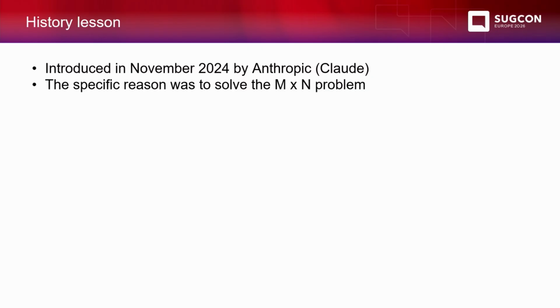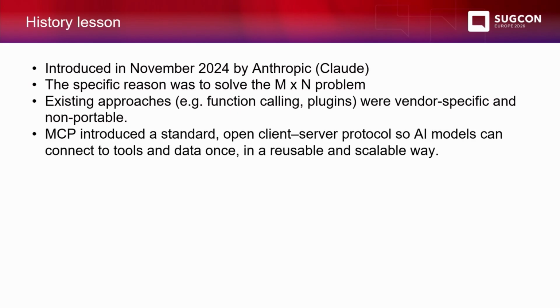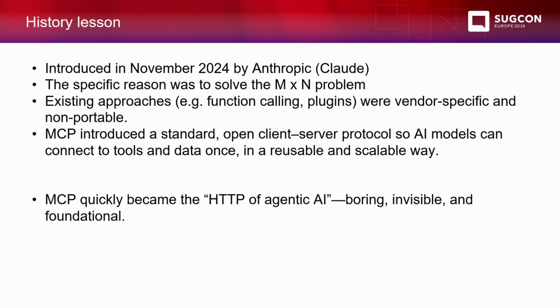The specific reason was to solve this M times N problem. That was the specific reason for creating the MCP protocol. The existing approaches, function calling and plugins, were very vendor specific and not very portable, not very reusable by other people in the market. So MCP introduced a standard open client-server protocol, so AIs could connect to tools and data once in a reusable and scalable way. That was the whole idea and the reason why MCPs were invented. So you could say it was the HTTP of agentic AI. Like HTTP, boring, very boring, invisible, just works behind the scenes, and very foundational in today's world.